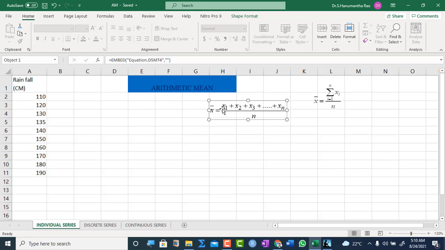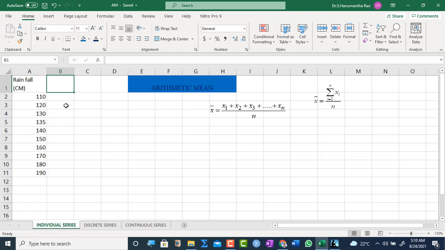It is defined as sum of observations by number of observations. Here there are n values x1, x2, up to xn. The arithmetic mean is defined as x1 plus x2 plus x3 plus and so on up to xn, divided by n. Now here I take the rainfall of 10 years. Now I want to calculate the average rainfall.